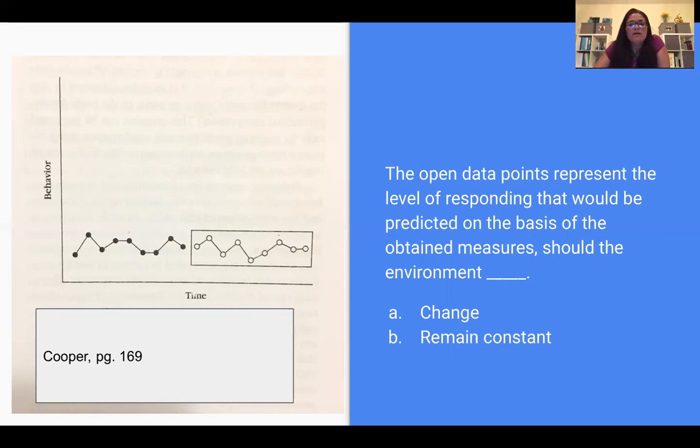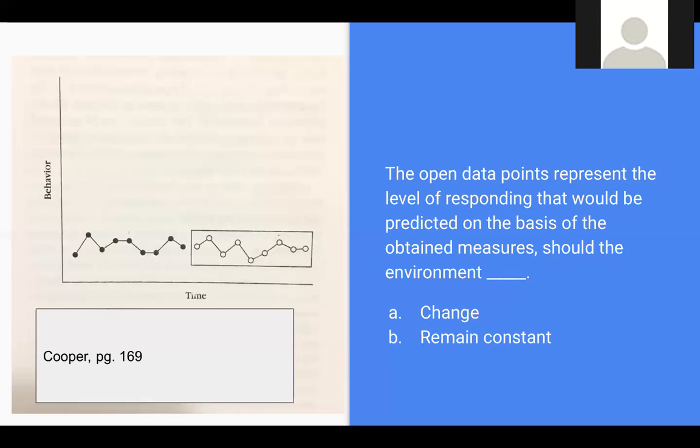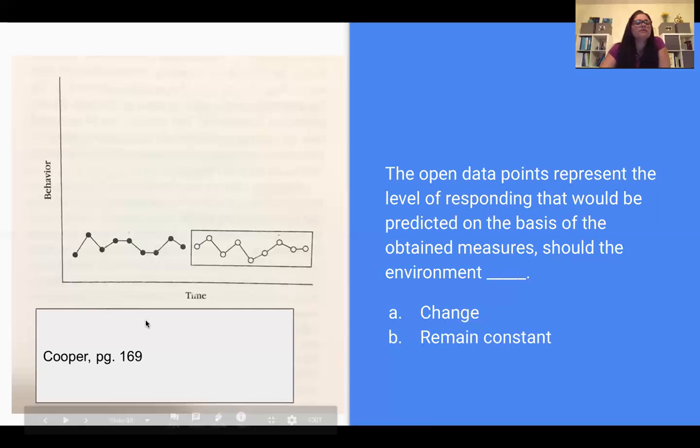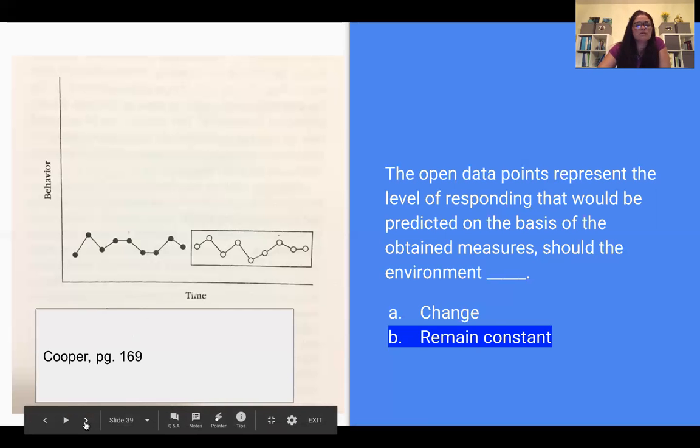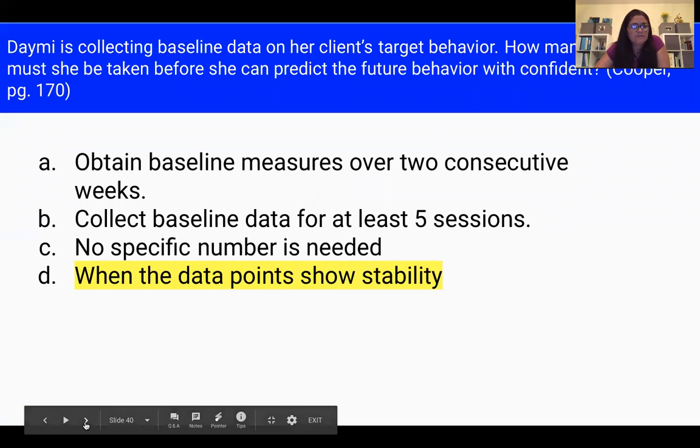Let's ask this one, and this one's from the book. The open dot points represent the level of responding that would be predicted on the basis of the obtained measures. Basically what we just said. Should the environment change or remain constant? Remain constant. Remain constant. Nice, guys. You're good at this. Remain constant.